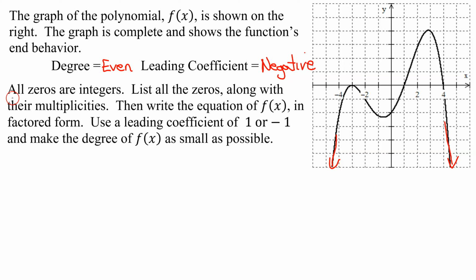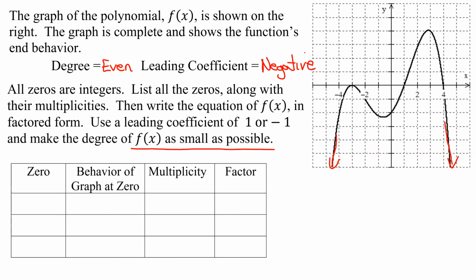Now we need to look at the zeros. We're told all zeros are integers. Then we have to list all the zeros along with their multiplicities, and then write the equation of f of x in factored form. Use a leading coefficient of 1 or negative 1 and make the degree of f of x as small as possible. In these problems, I often find it's helpful to put all my information in a chart. So here's my chart, and I need to start finding the zeros from my graph.